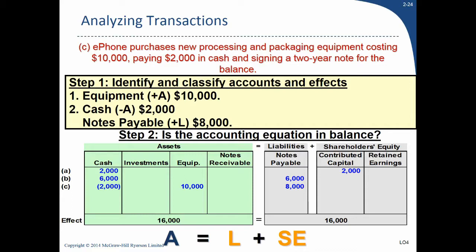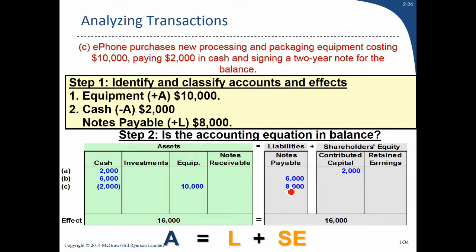So going back to this example, equipment increases by $10,000, right? What's the total of our assets? Cash is 2 plus 6 minus 2 is 6, plus 10 is 16. We have more liabilities. We increased our liabilities by $8,000. Our notes payable are now $14,000.